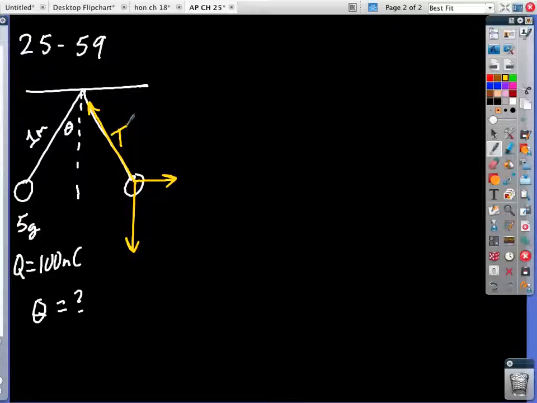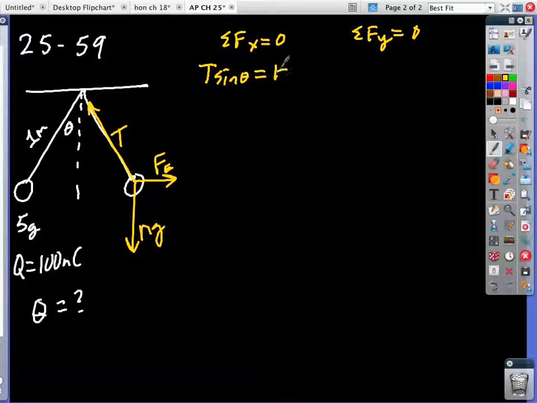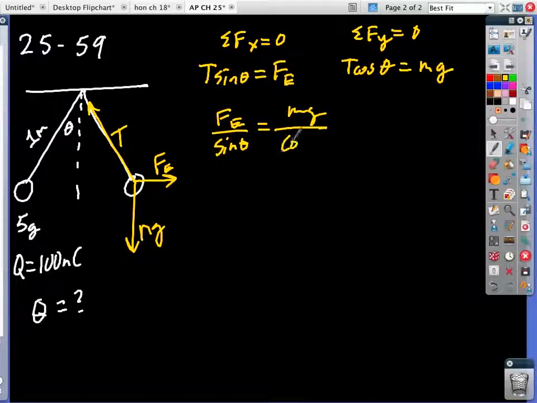So this is, of course, T. This is mg. This is Fe right here. And so the sum of the forces in the x is 0, and the sum of the forces in the y is 0. So if that's theta, we have T sine theta is equal to Fe, and we have T cos theta is equal to mg, so we get Fe over sine theta is equal to mg over cos theta.